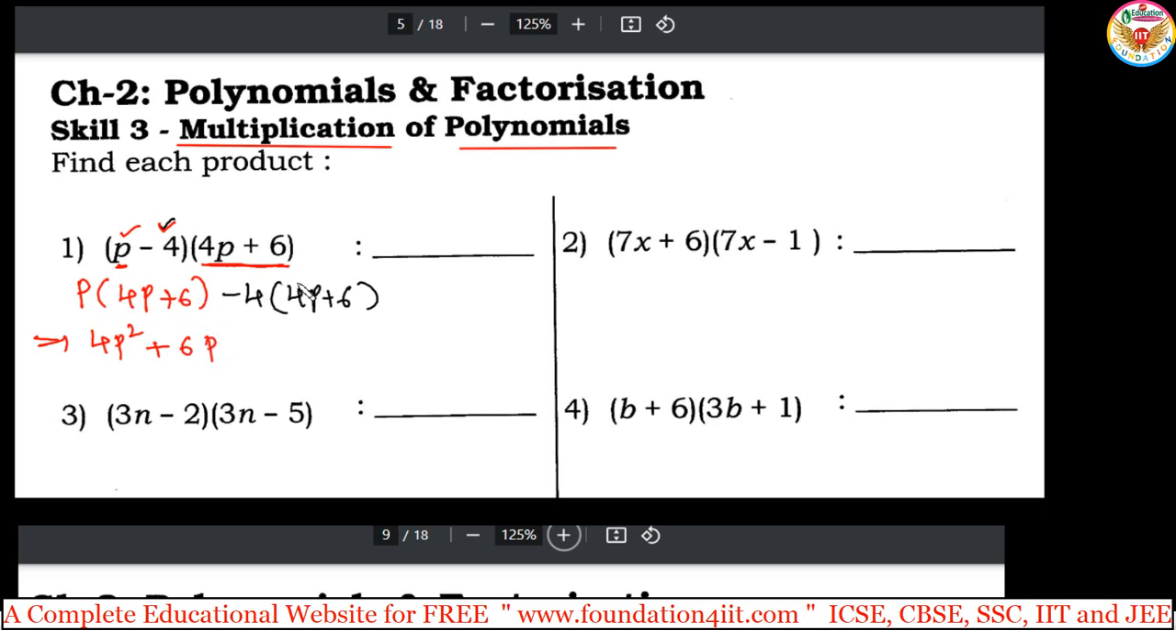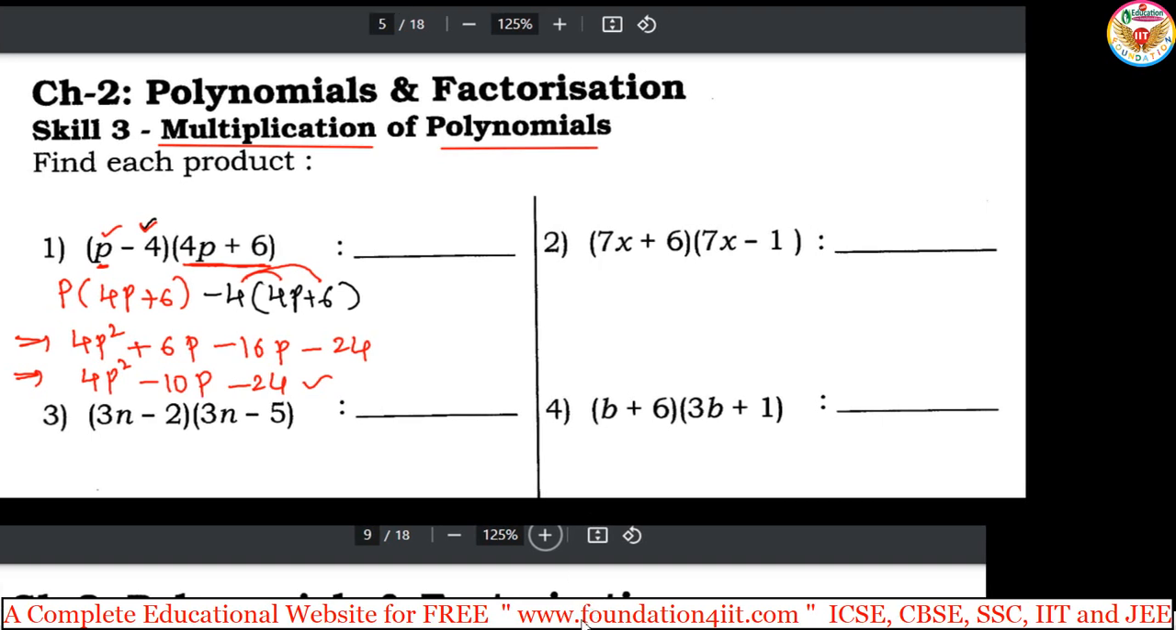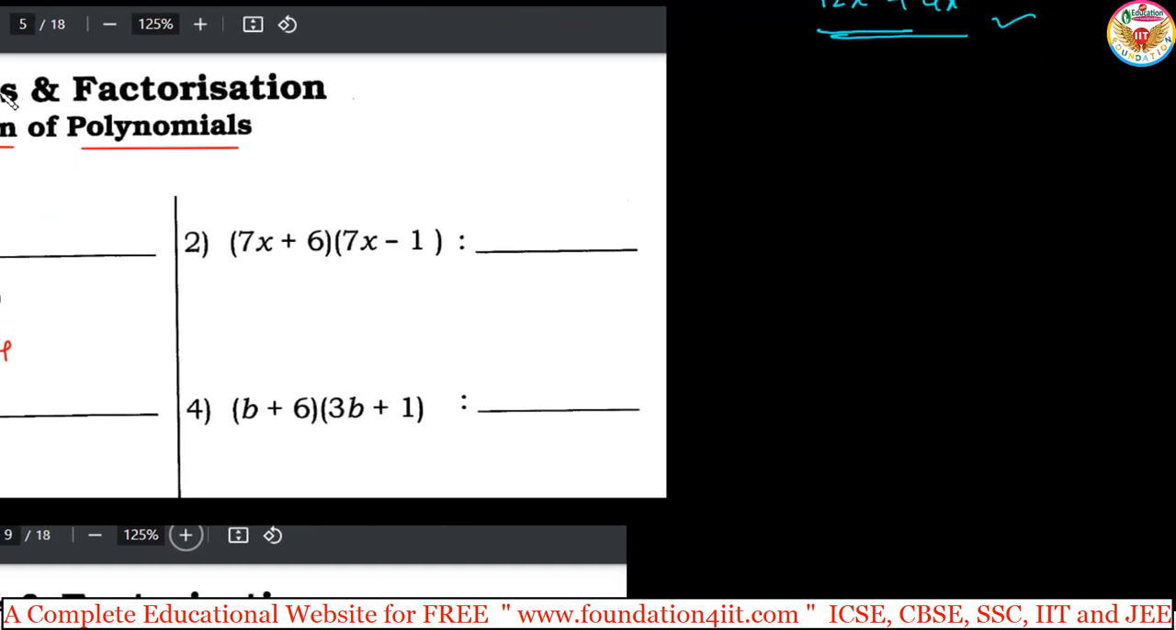Now with minus 4 again these both you should multiply. Minus 4 into 4p, minus 16p. Minus into plus, minus 4 into 6, so minus 24. Now same like addition of the polynomials, you can use the same method. 4p square is only one term, plus 6 minus 16, so minus 10p, and minus 24 is there. So this is the multiplication of the polynomials, right? See, one more example I'll show you.